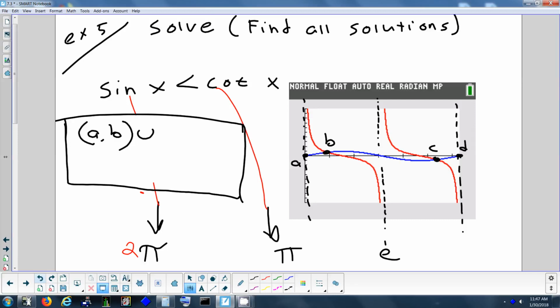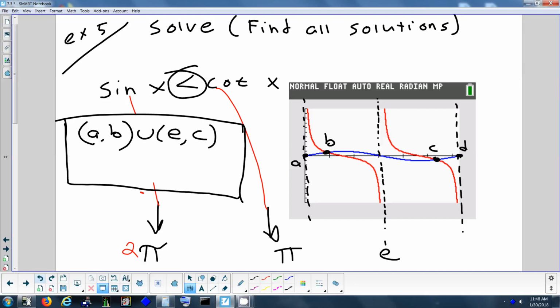How about from the vertical asymptote to C? Which graph is higher? Red, that's what we want to know. Where is the cotangent graph bigger than sine? So from E to C. Can I include E? It's on an asymptote, so no. Can I include C? No. It's not that C is on an asymptote, but the problem said where is it less than, not where are the graphs equal. So from E to C. And then how about from the last section, C to D? Which graph is higher?